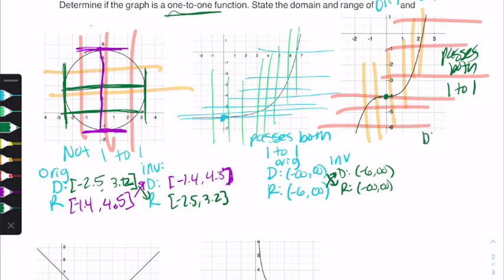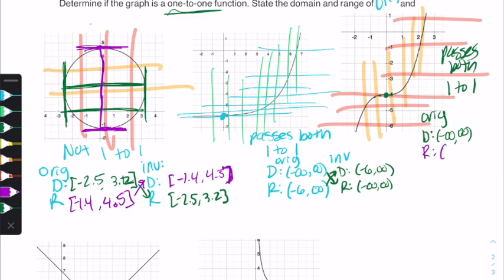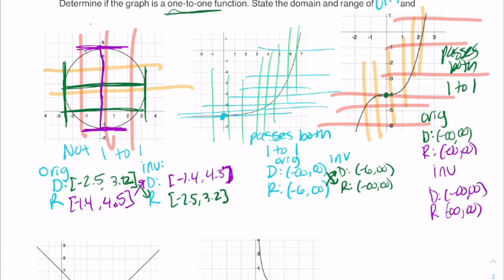So our domain of the original, we are going all the way left as we go down, and we're going all the way right as we go up. So our domain is negative infinity to infinity. Or you could write all real numbers. Our range, we're going all the way down and all the way up. So our range is negative infinity to infinity. Or again, all real numbers. So that makes it really easy for our inverse. Our domain and range are exactly the same, negative infinity to infinity and negative infinity to infinity. Remember with your infinities that you always do parentheses.